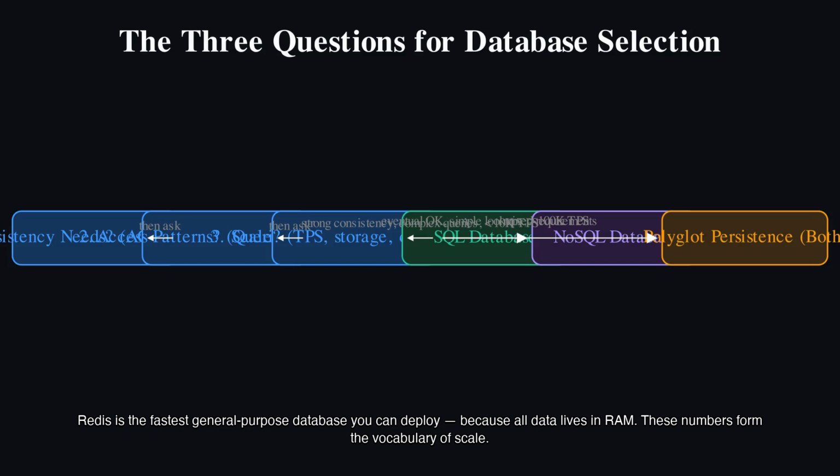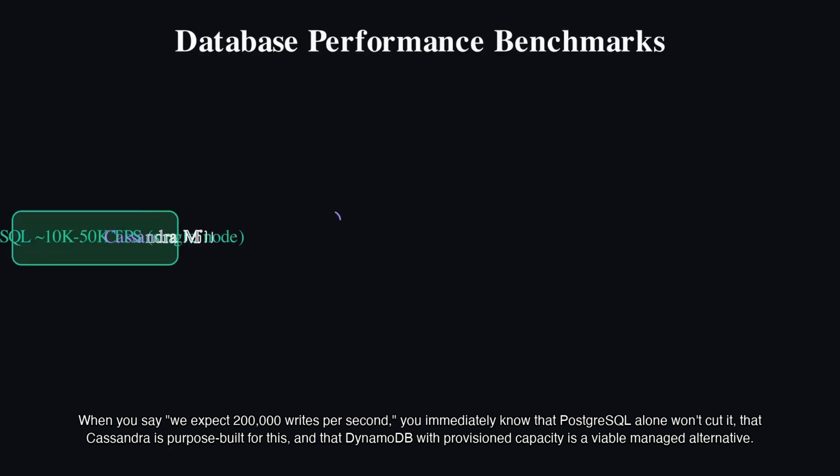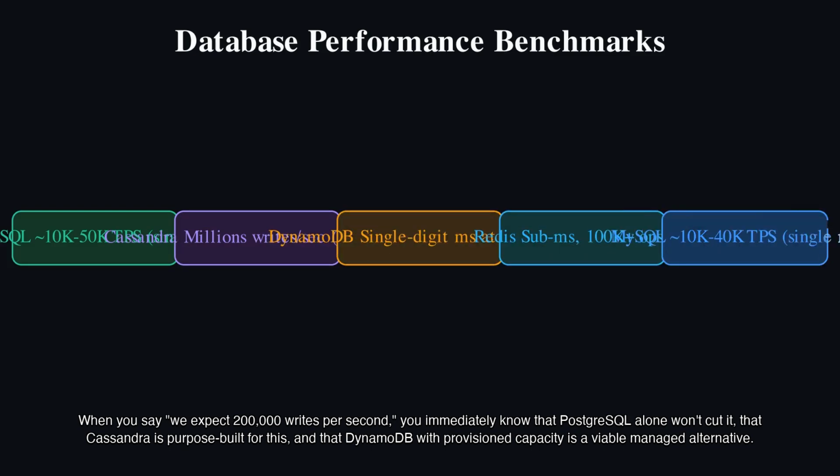These numbers form the vocabulary of scale. When you say, "We expect 200,000 writes per second," you immediately know that PostgreSQL alone won't cut it, that Cassandra is purpose-built for this, and that DynamoDB with provisioned capacity is a viable, managed alternative.